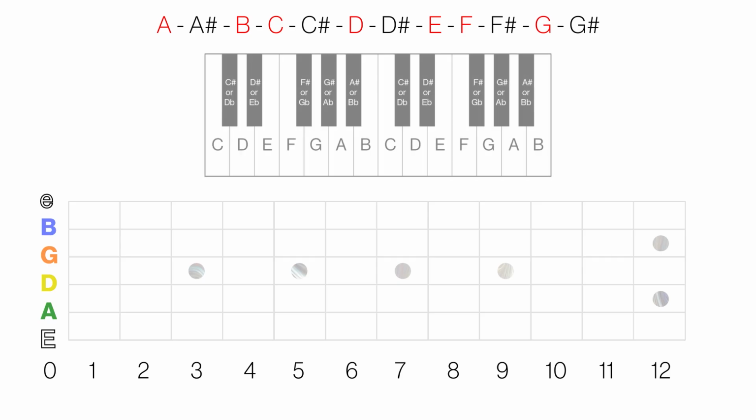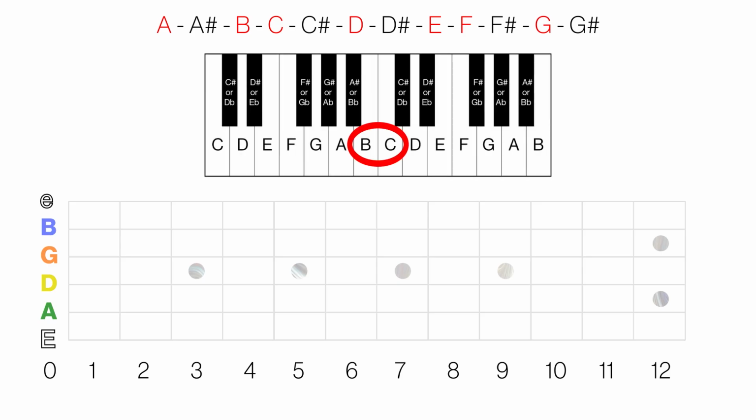On a piano, B and C would be here, and E and F would be here, and as you can see, there is no black key in between them, like there are with the other notes. That's because the black keys are the sharps and flats. You can pause the video if you'd like to keep looking at the piano diagram, because I'm going to get rid of it in a second.